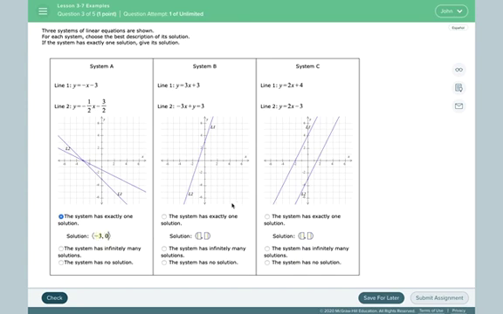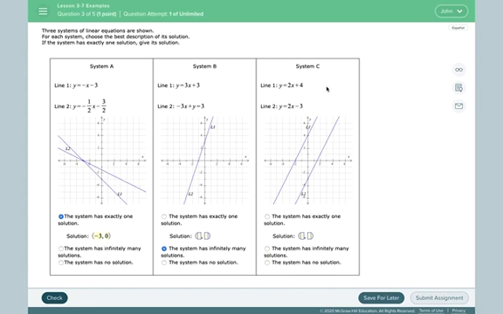All right, move on to system B. You notice how they have the same line marked with line one and line two. And if you look up here, if I moved this over to the other side and got this in slope intercept form, you would see we have the exact same equation. When you have the exact same equation, it means that everything that works in one equation works for the other. So it's infinitely many solutions.